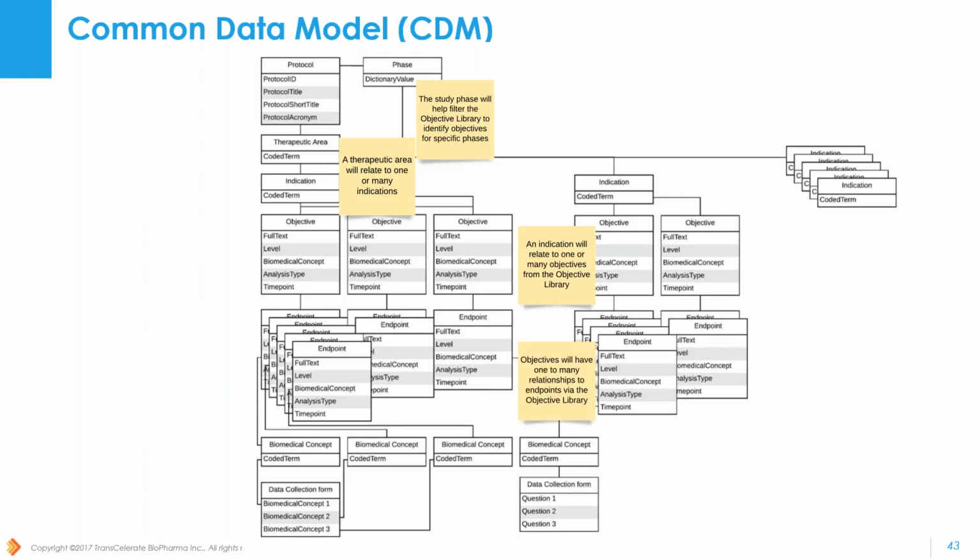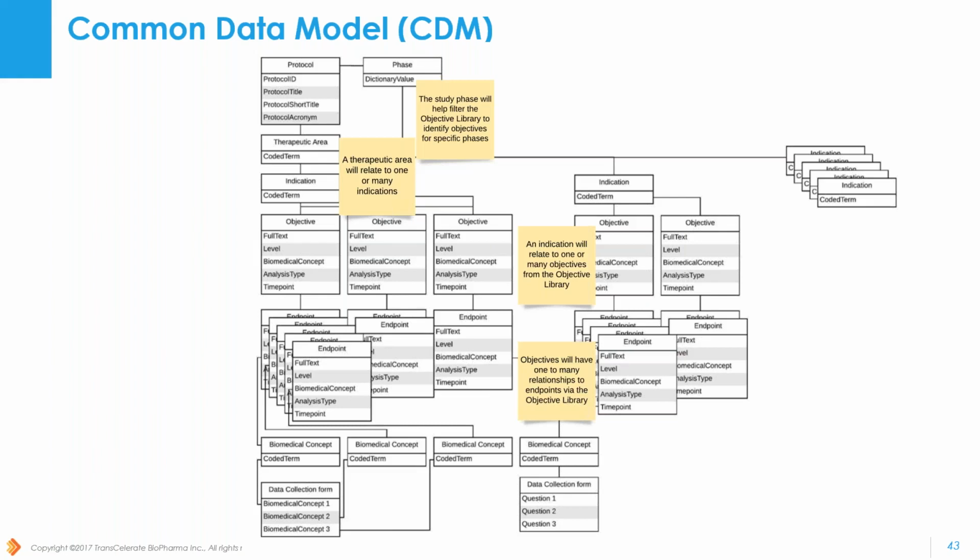Objectives will have relationships to endpoints. In the objective and endpoint, you can see that it's made up of many attributes. We have a block of text, which is how you would expect to see it in the protocol. However, we then have many other attributes, which will be used to help link to additional downstream components.